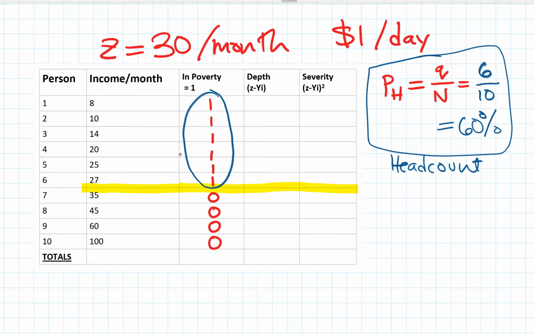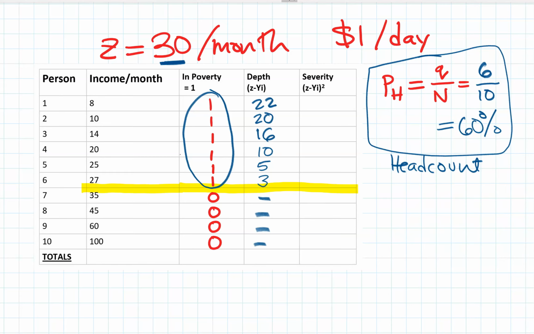And then the second thing we want to get is our depth measure. So let's go ahead and get our depth measure. To get our depth, we have to say, well, how far below the poverty line is each of these people? The poverty line is 30. So this is going to be 30 minus 8, which is 22. And then 30 minus 10, and so on. I won't talk, and I'll just finish the rest. We don't do the calculation for the people who are not in poverty. We don't calculate for them.